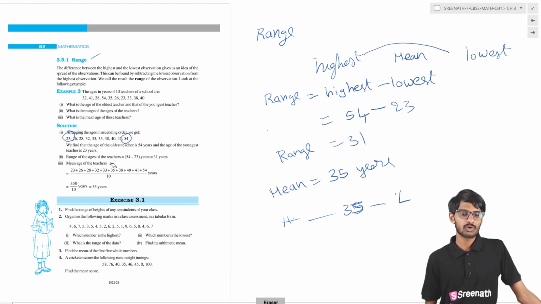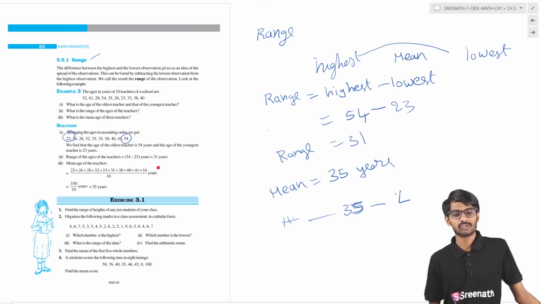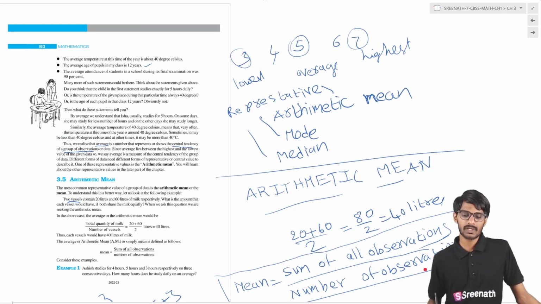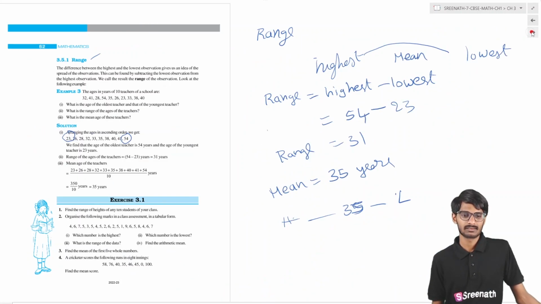So this is the thing about range, students. Range is simply highest minus lowest. If you want to know it, first arrange the observations in ascending order, then you will find the highest and lowest, then you can find the range, students. Mean means simply the sum of the observations divided by the number of observations, students.